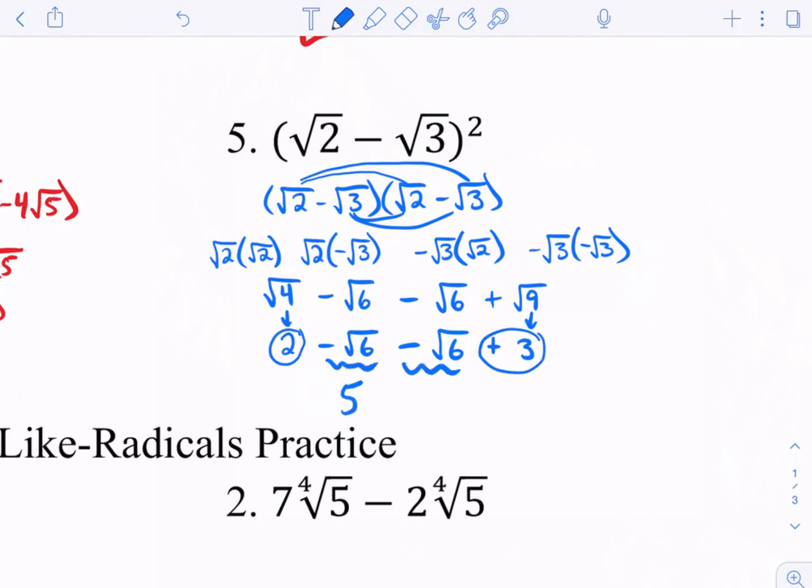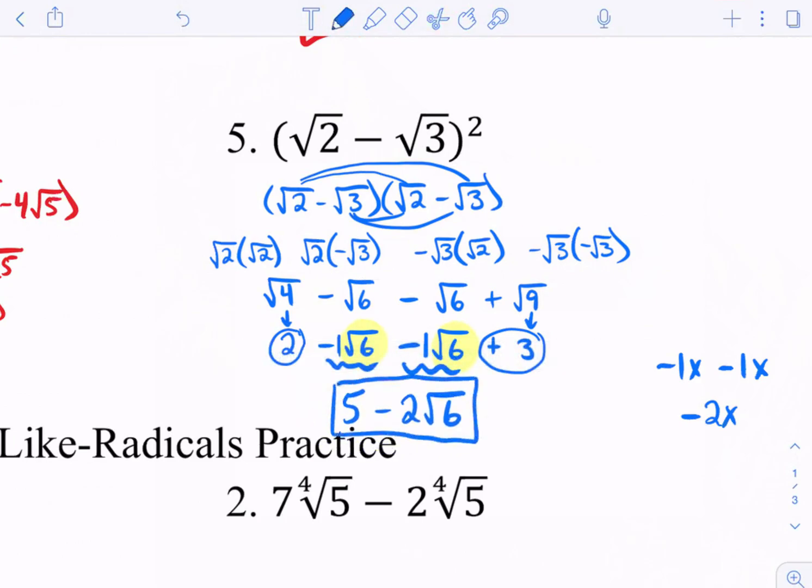And then a negative 1 and a negative 1 of the same radical. It's almost like if I had negative 1x and a negative 1x, how much do I have? 2 negative x's, right? So here I have negative 2 rad 6. So that is my final answer there. And one more question and you should be good to go with the practice.